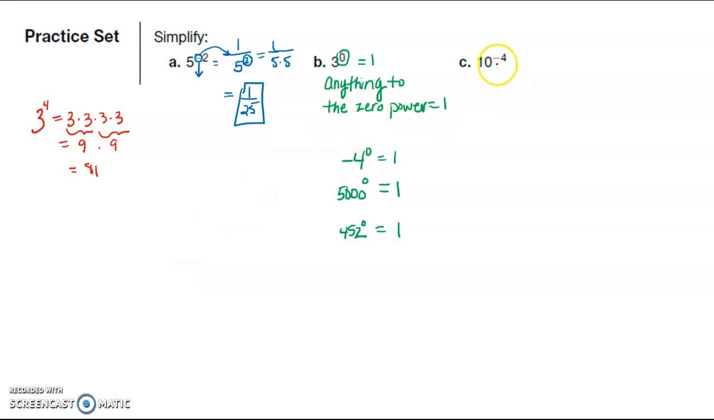The last one we have on this page is 10 to the -4, so the negative takes it into the basement. This is equal to 1 over 10 to the 4th. You can see we drop the negative once we push it into the basement. So this is equal to 1 over 1, 2, 3, 4 zeros.